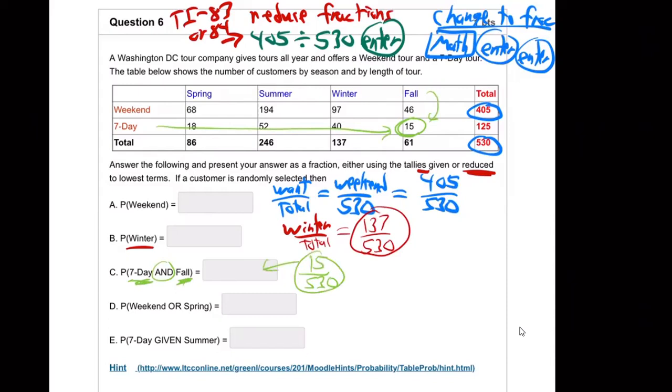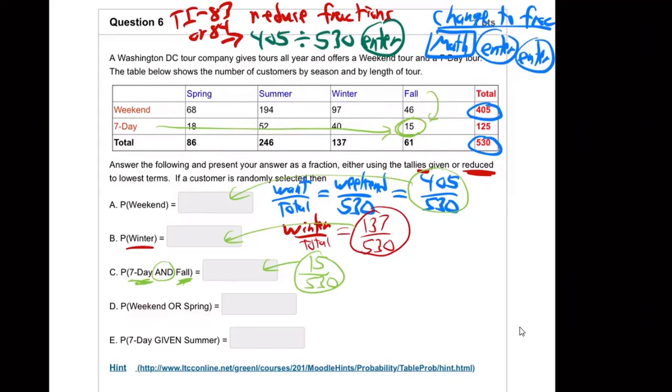So just type that in the box. They'll take them unreduced. Even though they said reduced, they're lying. You don't have to reduce. Type it in just like that. It'll take it. See how I got that 15? That's how many tours are 7-day tours that happen in the fall. Okay, next one. Weekend or spring.